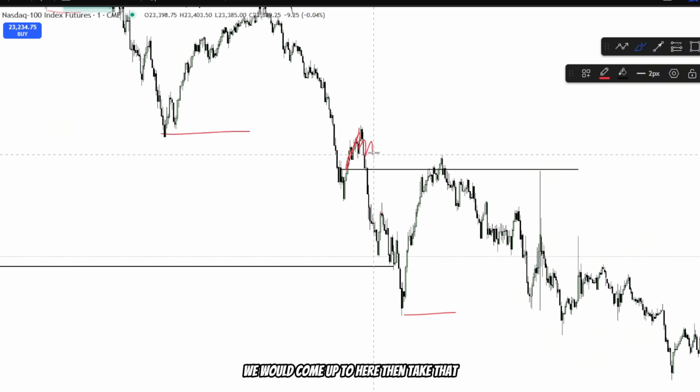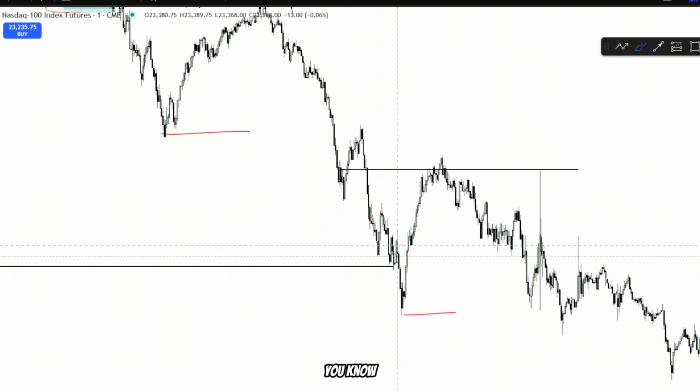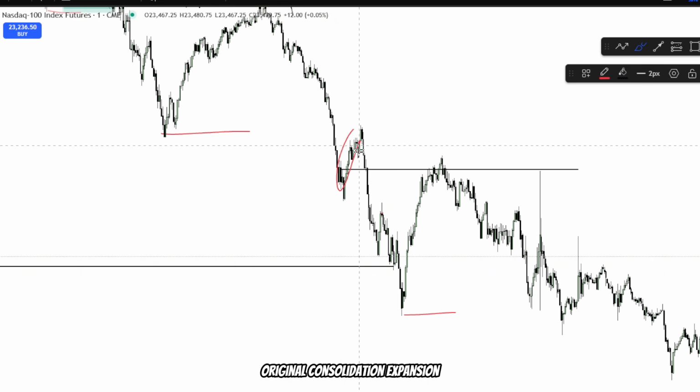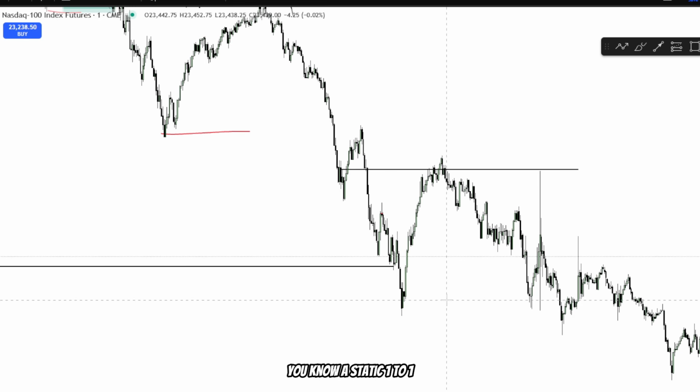Ideally, we would come up to here, then take that, but we tap into this propulsion block and we reject off here. But original consolidation, expansion, second stage accumulation, and then expansion, right? And then reversal condition, change in the state of delivery, take your entry off here, and then target the PD array, or a static 1 to 1, 1 to 2R, right?